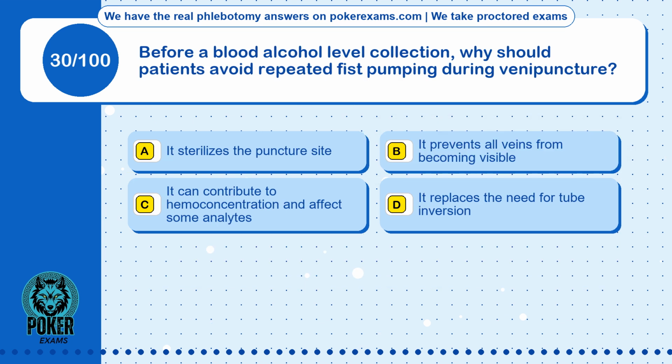Question 30. Before a blood alcohol level collection, why should patients avoid repeated fist pumping during venipuncture? Option A. It sterilizes the puncture site. Option B. It prevents all veins from becoming visible. Option C. It can contribute to hemoconcentration and affect some analytes. Option D. It replaces the need for tube inversion.